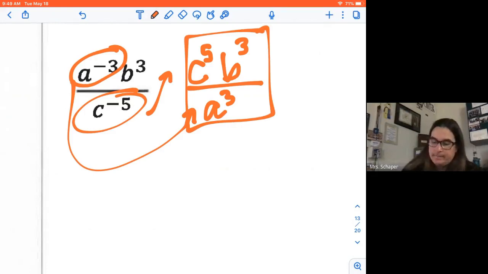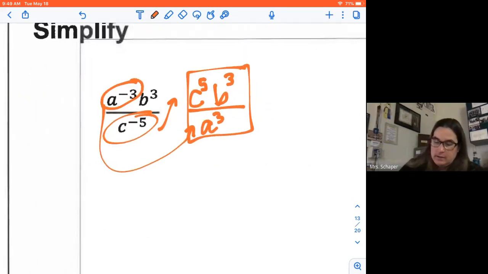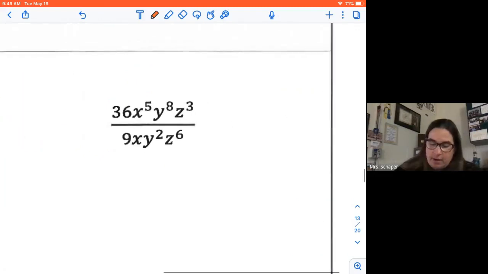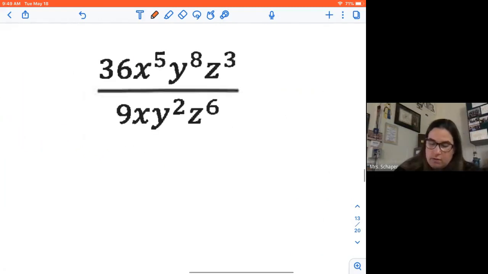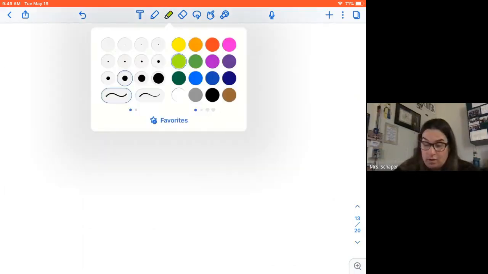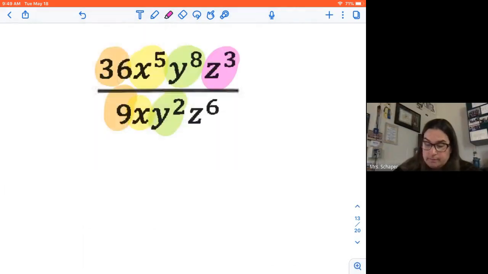C to the 5th, b to the 3rd over a to the 3rd. All right. Take a look at this one. Again, I'm going to break out my highlighters so I know what I'm working with. You pick what strategy works for you. This helps me figure out what I'm working with, so I keep myself focused on what we need to do.